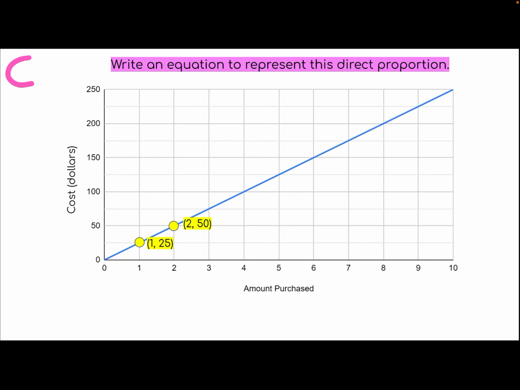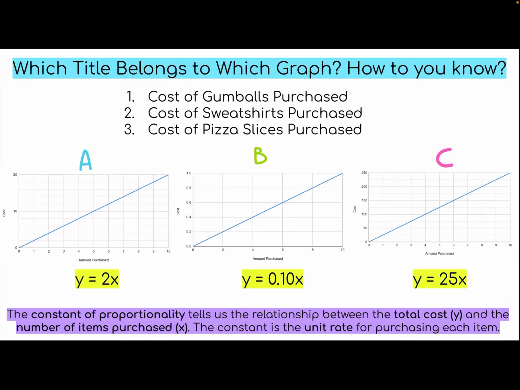To begin, I'm going to read a couple of ordered pairs off of my graph. I already see that this is a straight diagonal line going through 0, 0. So I have a good feeling this is directly proportional. I have the first ordered pair of 1, 25 and the second ordered pair of 2, 50. When I find the unit rate, y divided by x, I get 25 divided by 1 is 25, and 50 divided by 2 is also 25. This tells me that each item is $25. y equals 25x is the equation.